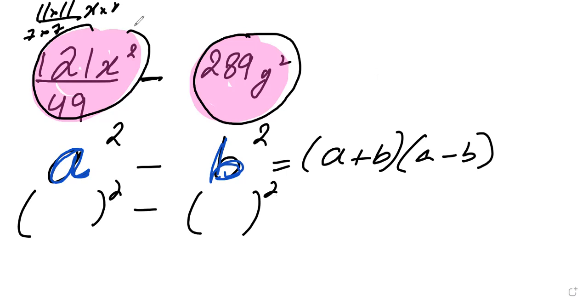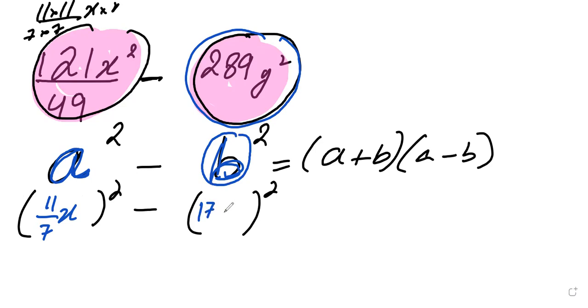So what is the square root of 121? It is 11. Square root of 49, it is 7. Square root of x square, it is x. So this 11 upon 7x, the square root, is A. Then come to B. I don't need B square, I need B, and this complete thing is B squared. So how can we get B from B squared? The square root. The square root of this is 17y.